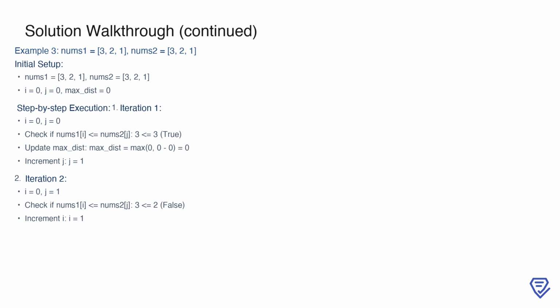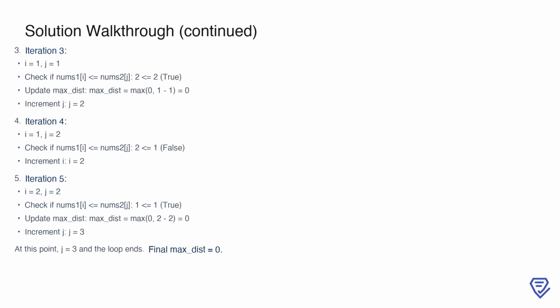Max_dist remains 0. We then increment j to 2. In the fourth iteration, i remains at 1 and j is now 2. We compare nums1[1] and nums2[2], which are 2 and 1. Since 2 is greater than 1, the condition is false. So, we increment i to 2 without updating max_dist.